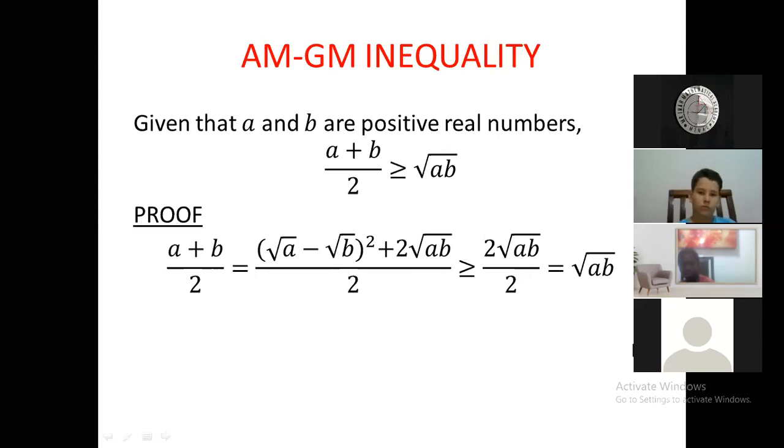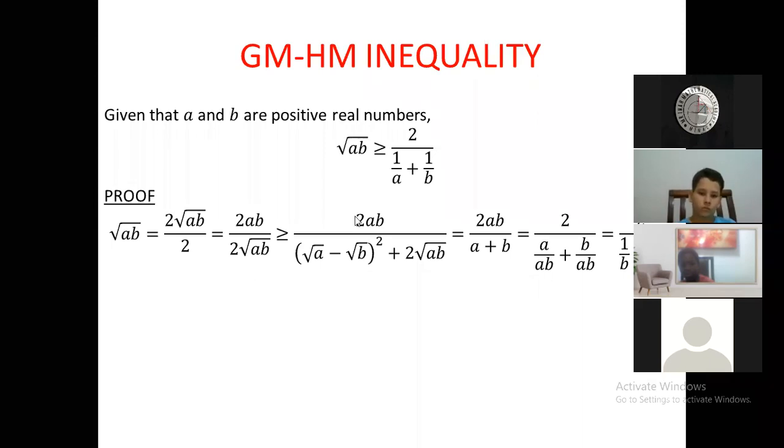I think this is the last one, and this is the one that looks most interesting. Now, given that A and B are positive real numbers, prove that square root of AB is greater than or equal to the expression shown. Of course, this is the geometric mean of A and B, while the right hand side is the harmonic mean of A and B. Okay, so how do we go about it?